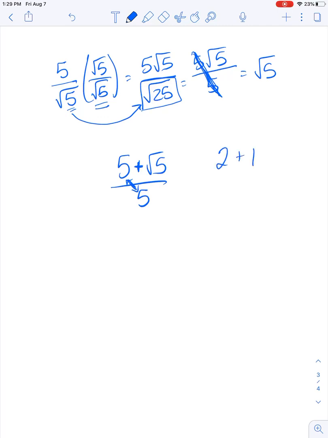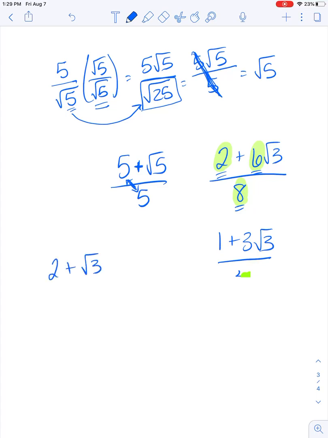But if I had like, let's see, 2 plus 6 root 3 over 8. So do you see how every single term, again, that's on the outside, can reduce by 2? So I can make this 1 plus 3 root 3 over 4. So all I did, I took all my outside numbers and reduced them by 2 because they can.